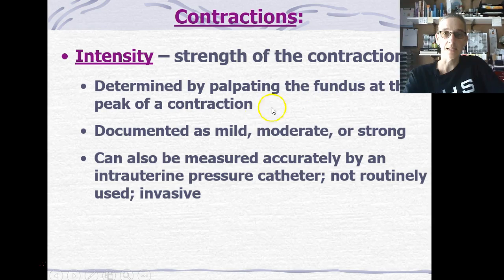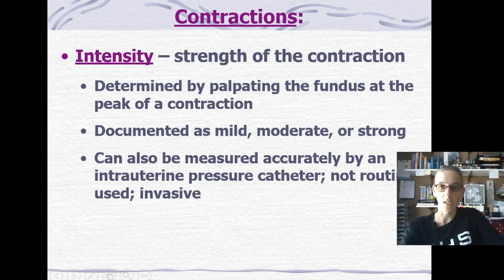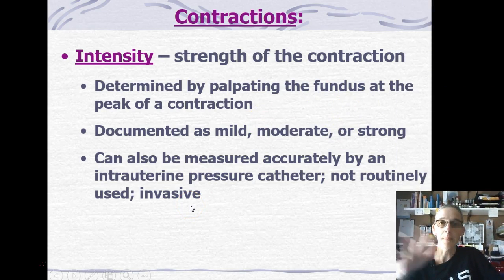And then we have intensity. This is the strength of the contraction. So it is determined by palpating the fundus, putting your hands on the fundus at the peak of a contraction. It's documented as mild, moderate, or strong. And it can also be measured accurately by an intrauterine pressure catheter. This is an invasive procedure. It's not used all the time. It is sometimes, but not always.